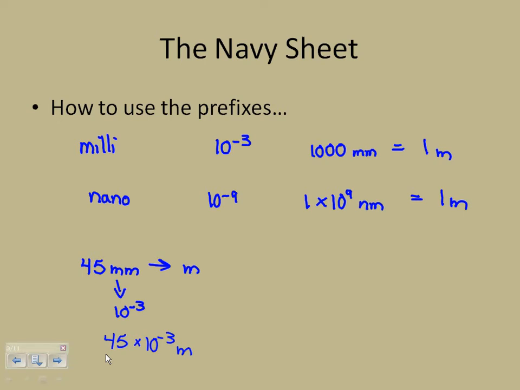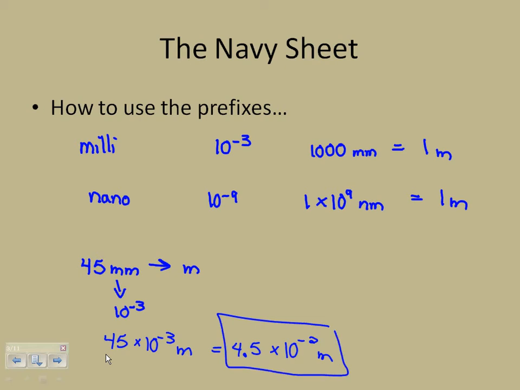Now you can change that to proper scientific notation, and you would get 4.5 times 10 to the negative 2. Because you do need proper scientific notation. And you can use your calculator for that. Or you can just work through it yourself.